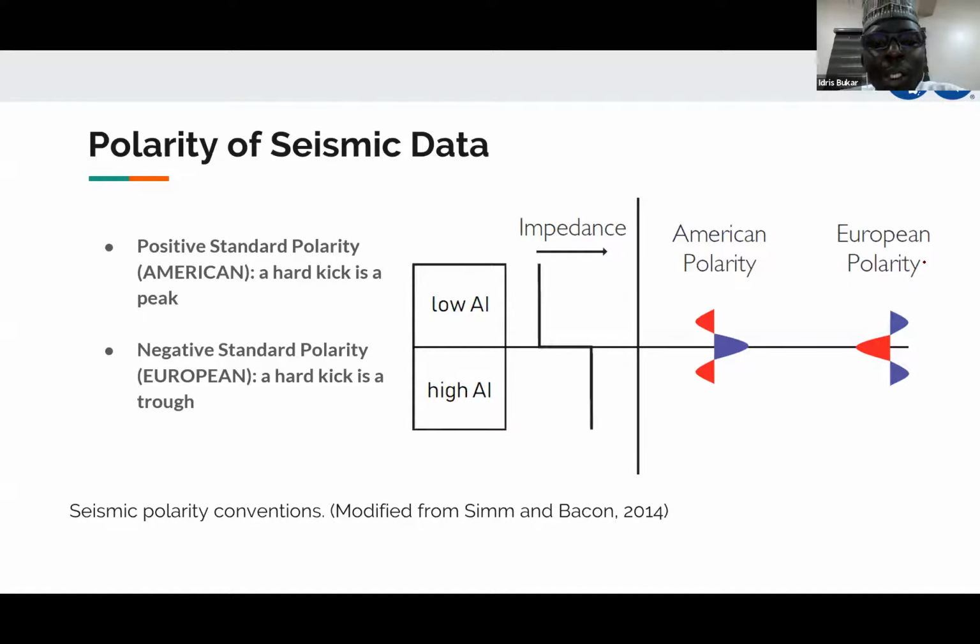But the issue here is that, take this example, we have a low AI upper layer and a high AI lower layer. So we're going from low to high, so we're getting a hard kick here, right?